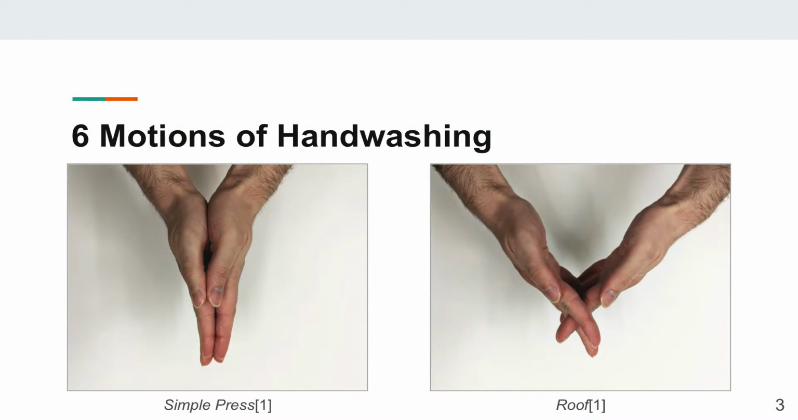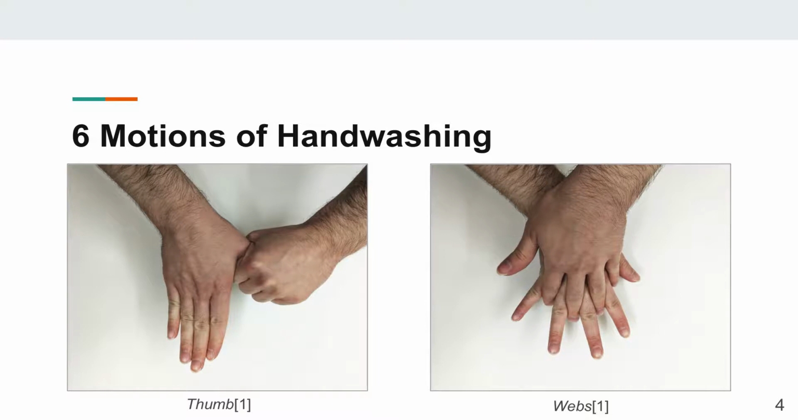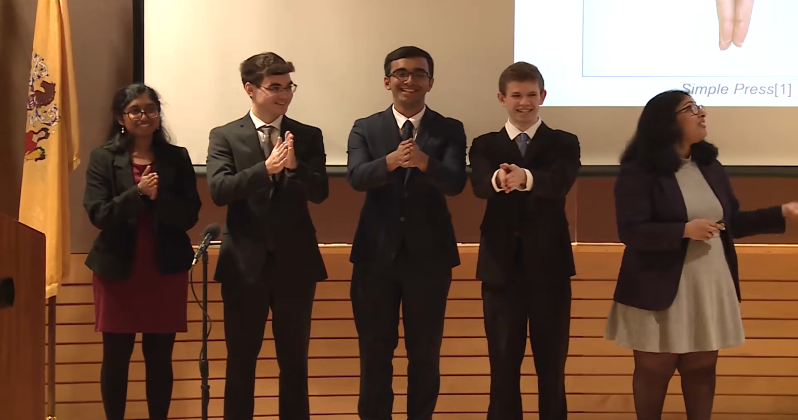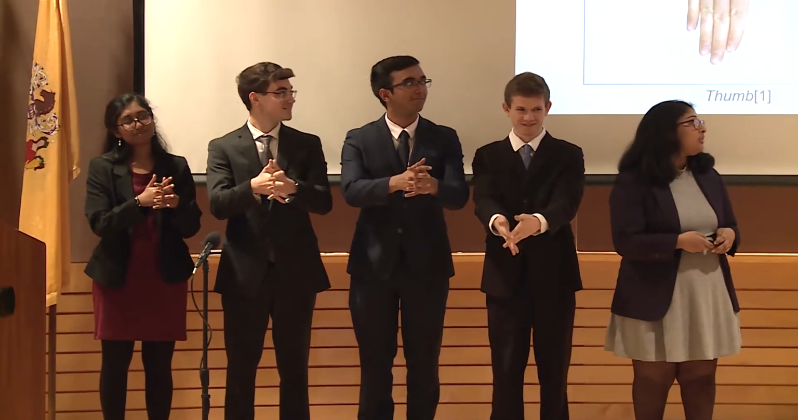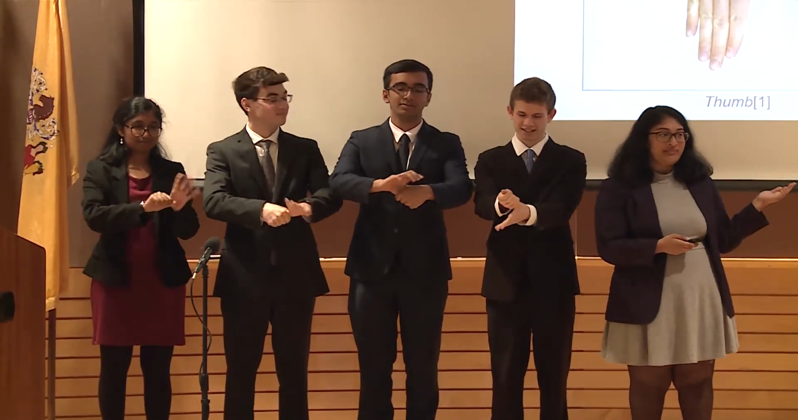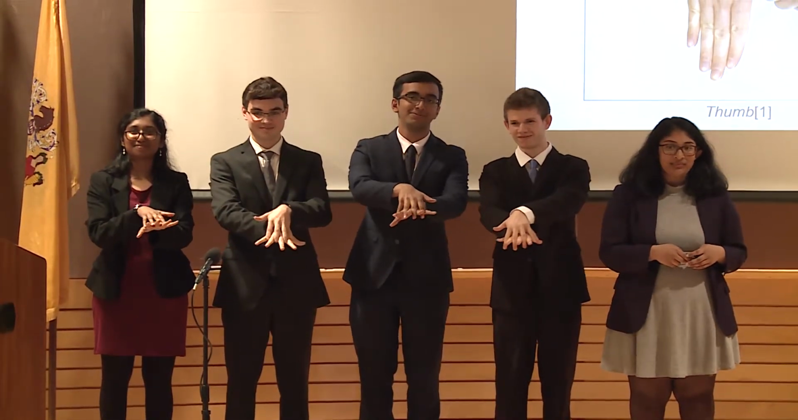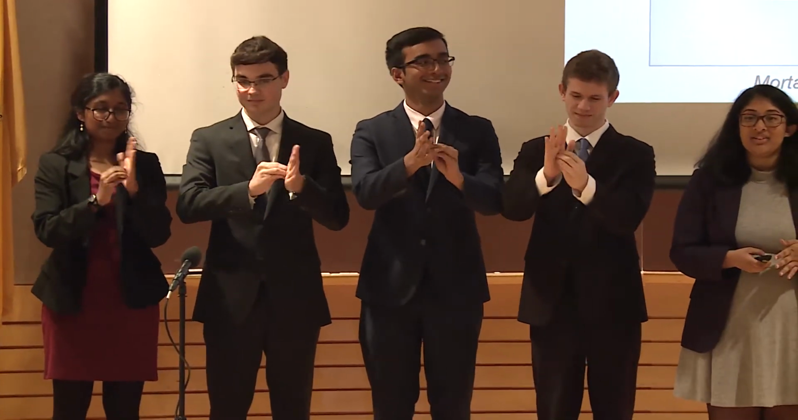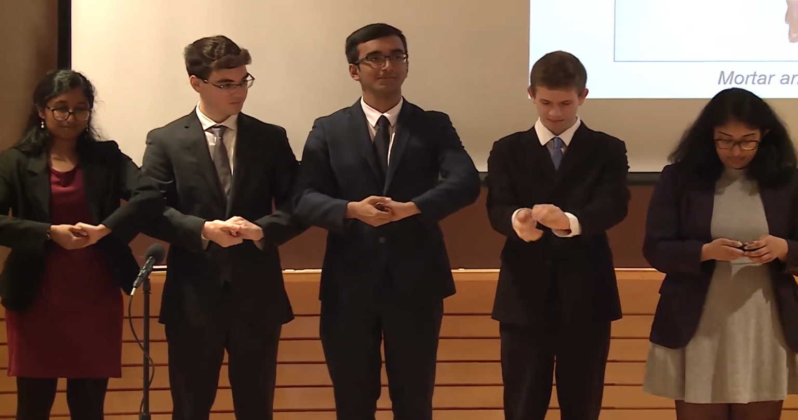The World Health Organization defines 6 motions as proper hand hygiene protocol. Please feel free to join us as we demonstrate these motions. So first we have the simple press. Then we have the roof, which gets the sides of the fingers. Next, we have the thumb motion. Then we have the webs motion, which gets the inner webbings of the fingers. Next, we have the mortar and pestle motion, which gets the palm of the hands and the fingernails. And finally, we have the link motion, which gets the knuckles.